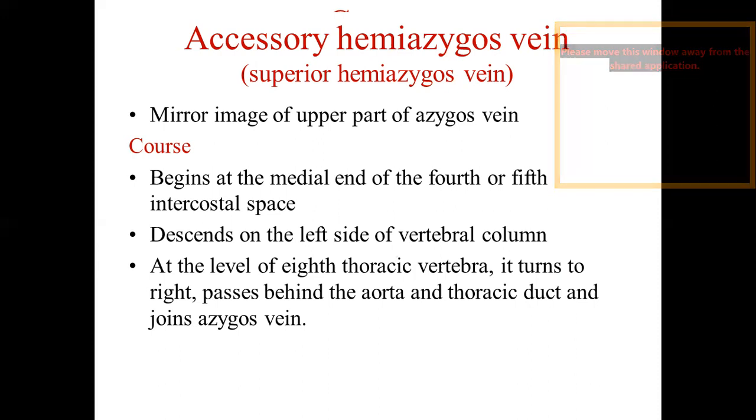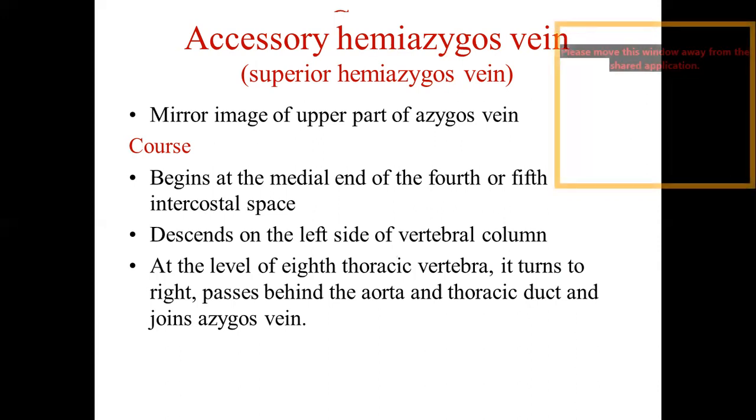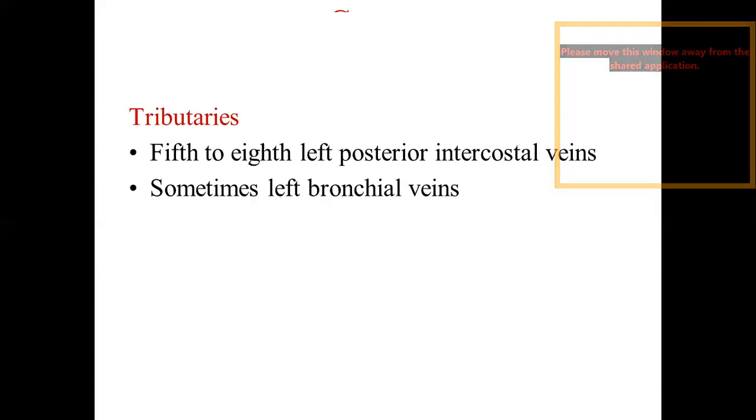All this you will see when we remove the contents of the thoracic cavity, that is the two lungs and the heart. When we remove these parts, on the lower side of the posterior wall you will see this azygous system of veins, with the complete azygous vein on the right side and two half veins: the accessory hemiazygous on the upper part of the left side and the hemiazygous on the lower part of the left side. For the accessory hemiazygous, the tributaries come from the 5th to 8th left posterior intercostal veins. Sometimes left bronchial veins also drain here.